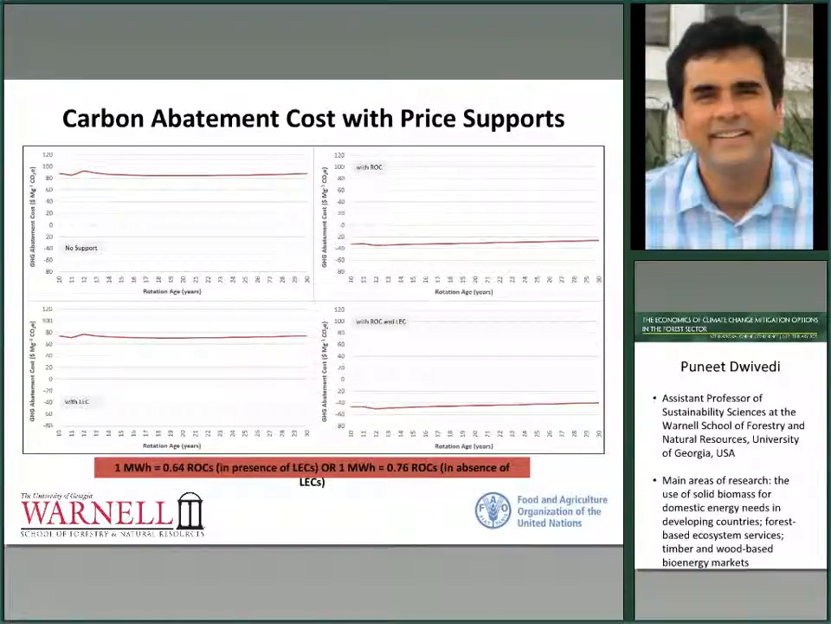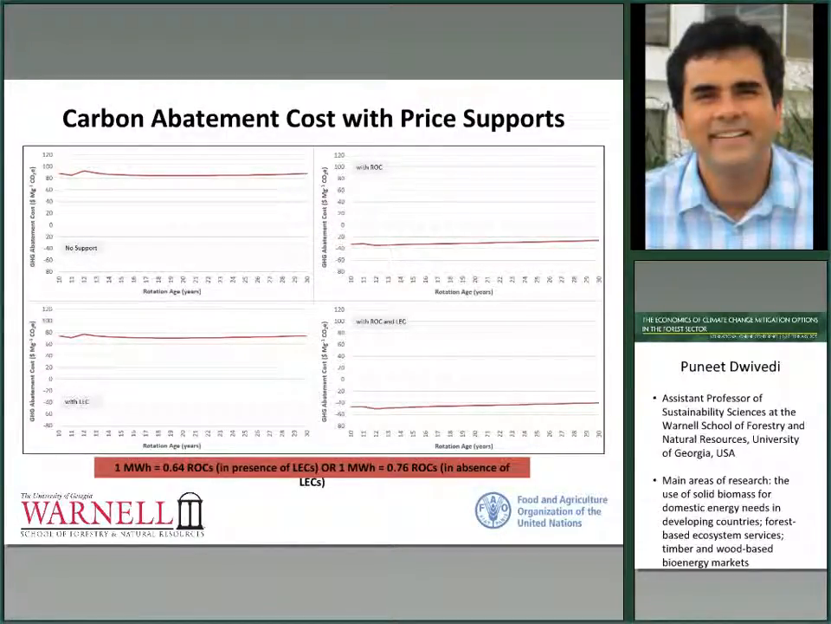However, I found that in the presence of payments through the price support mechanism of LECs, the original abatement cost decreased by about 16% on an average. I also found that in the presence of payments through the price support mechanism of ROCs, the original abatement cost decreased by about 131% and became negative. Additionally, in the presence of payments from both established price support mechanisms of ROCs and LECs, I found that the original abatement cost decreased by about 147% and became negative.